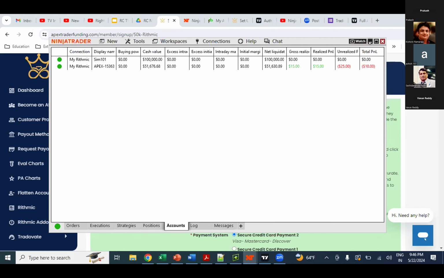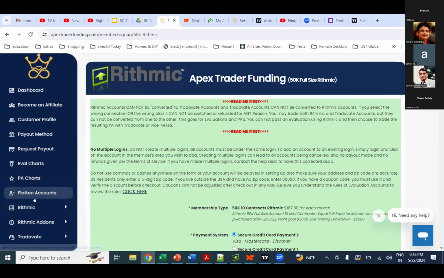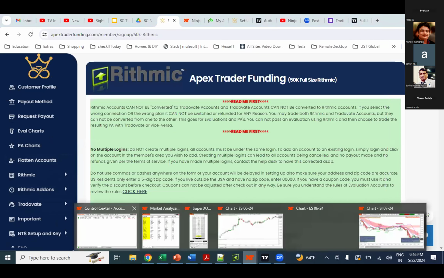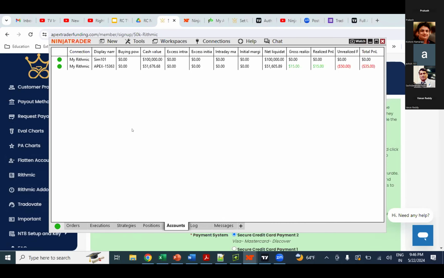So, I can take multiple accounts from here, right? If I open it, I can see all the accounts in here, right? Yes, you have to disconnect and connect the connection, then you will get all the accounts here. Like Apex 15363, like that, I can see multiple accounts. Right.